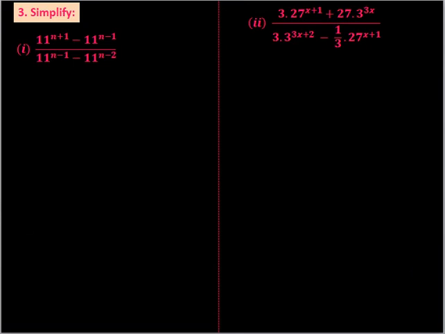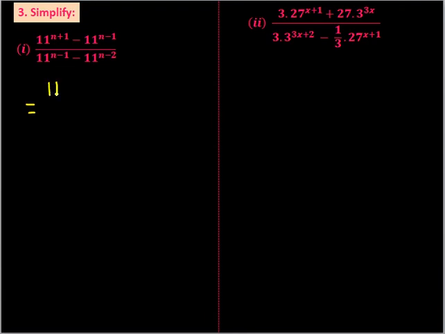Now taking some more examples on simplification. Have a look at this. You will see there are 4 terms involved here, 2 in the numerator, 2 in the denominator. They all have got a common base, that is 11. So we will see from the numerator and from the denominator how much maximum can be taken common.